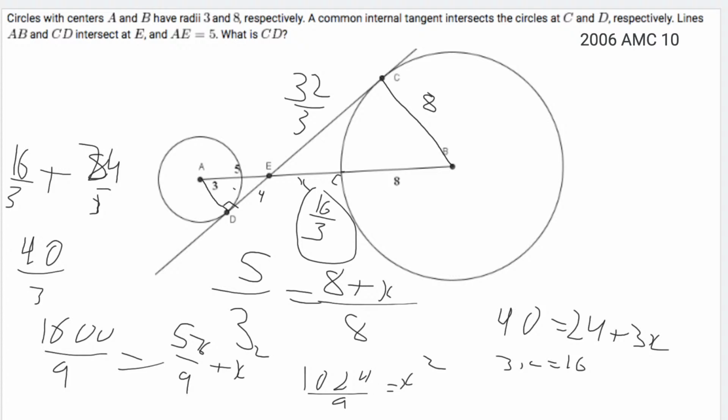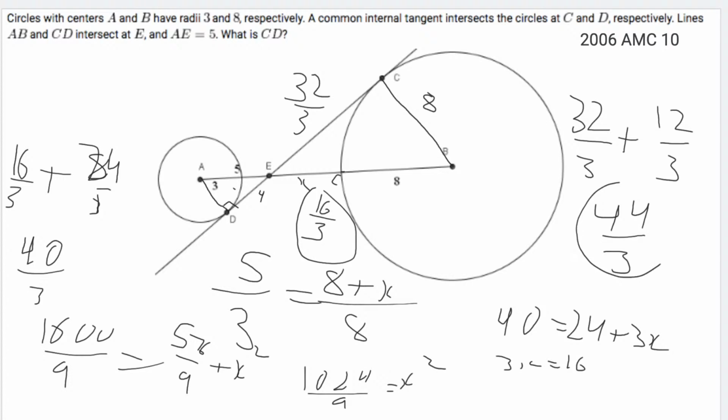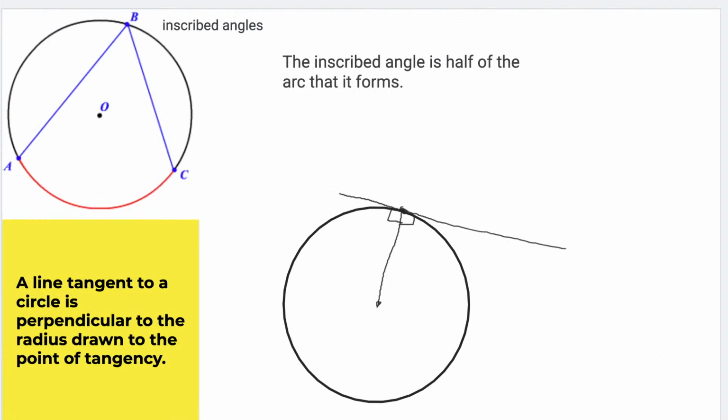And now you add both of these up, and you get 32 over 3 plus 4, which is the same thing as 12 over 3. And if you add these up, you get 44 over 3 as the length of CD. So now we're going to move on to the next problem. I mean, not problem. I'm going to show you guys some concepts, which are not used that often, but if you see a problem, then it can be faster to use these concepts.